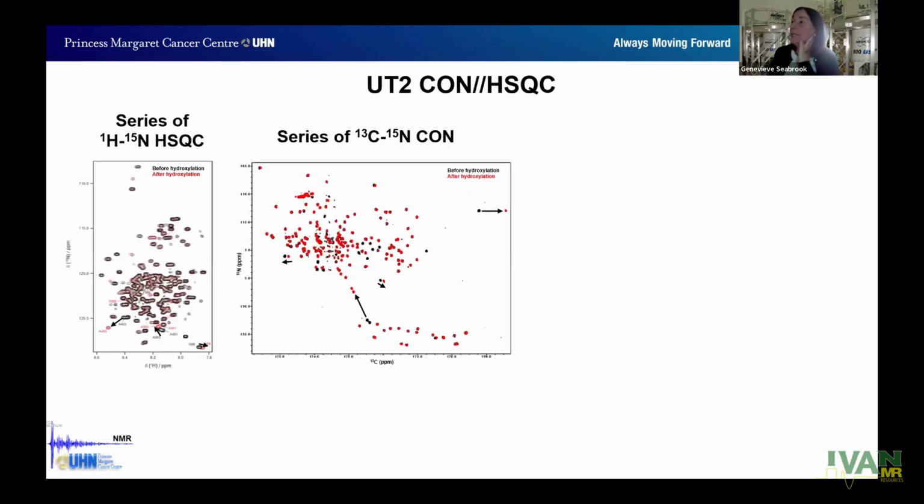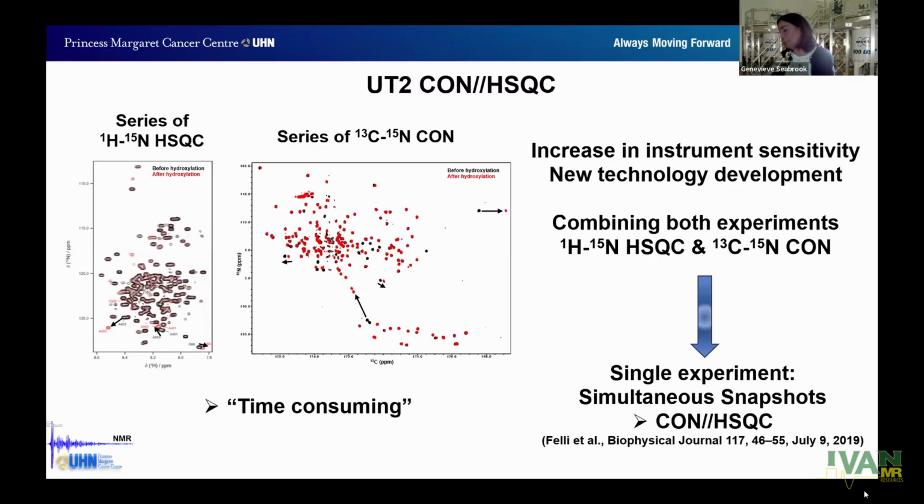But anyway, the way I set up those experiments at first was that I would collect an HSQC and then a CON, and then an HSQC, a CON. So I intercalated the CON within those HSQCs. Well, it is actually time consuming, and I thought pretty quickly that it was not very efficient. And then I thought we should combine those two experiments.